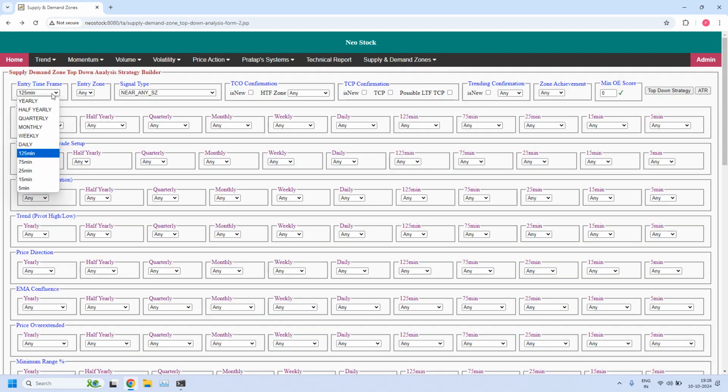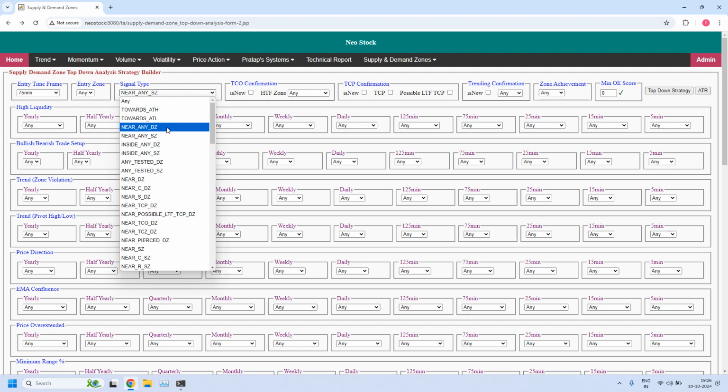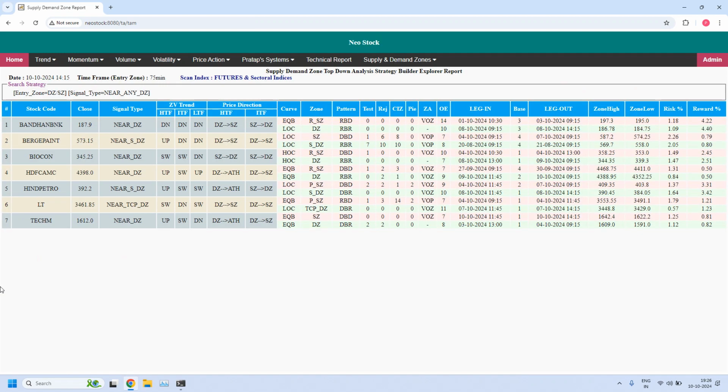Next time frame is 75 minutes. Entry time frame 75 minutes. Let us find the stocks near 75 minutes demand zone. 7 stocks are filtered. Let's identify high liquidity zones. Berger Paints is a high liquidity zone. Hindustan Petroleum is a high liquidity demand zone. And Larsen and Toubro, this is also a high liquidity demand zone. So 3 zones.